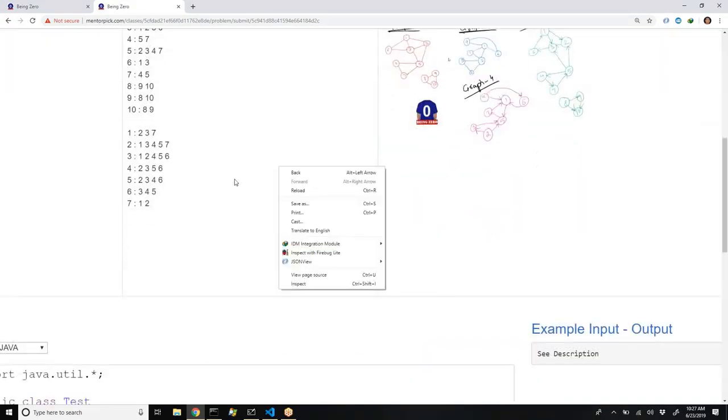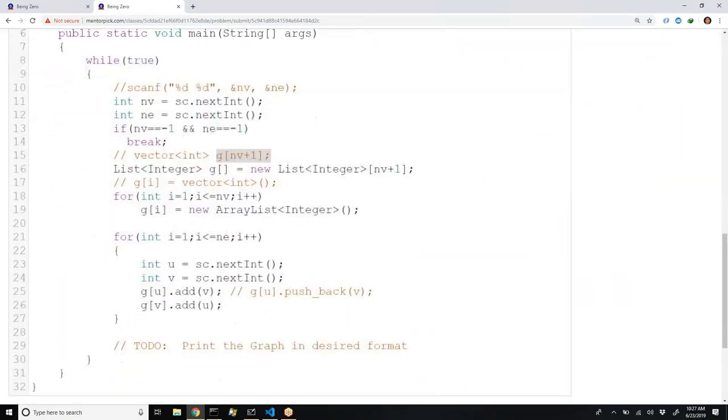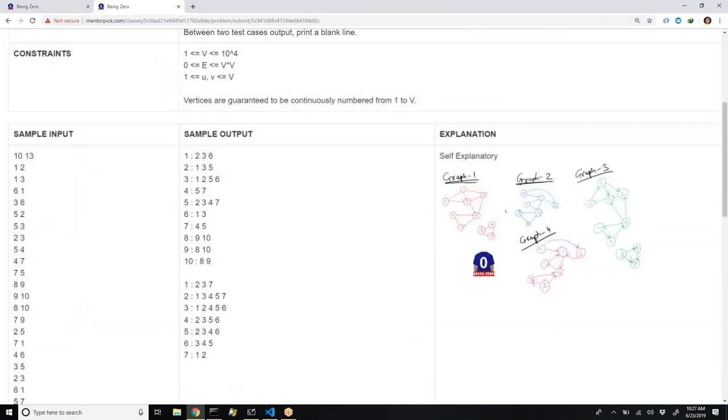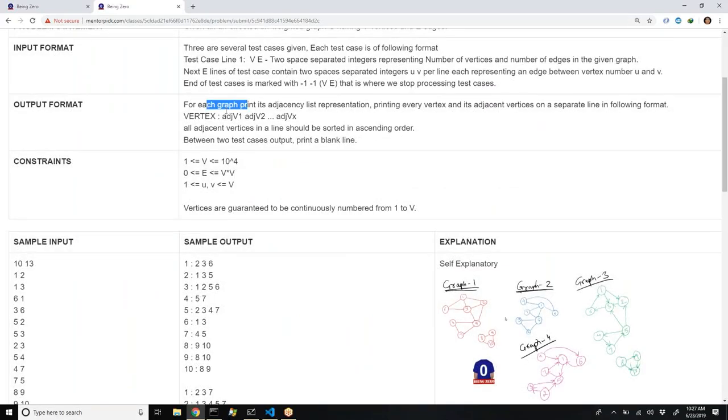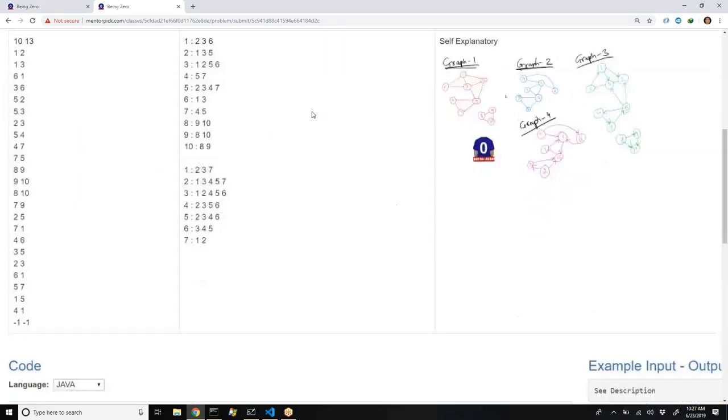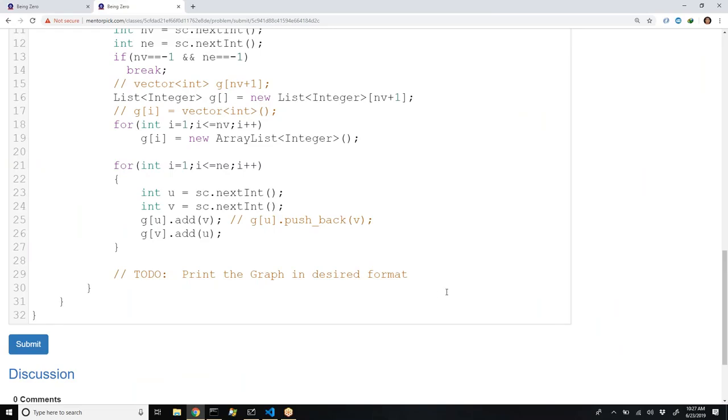Yeah, what do we have to print now? Graph creation clear to everyone? What we have to print, it says for every vertex, print that vertex number, space, colon, space, adjacent vertices in the sorted order. How do we do that? How do I print every vertex?